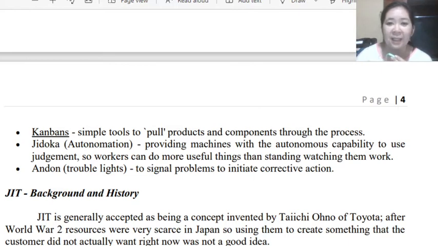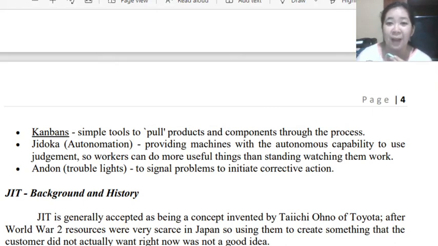Okay, so in this case, automation will provide the machines with the autonomous capability to use judgment. So workers can do more useful things than standing watching them work. So meaning, here, when using automation, there are some steps in the process which do not need human intervention. And some of the many functions of an employee can be performed by a single machine. Okay?